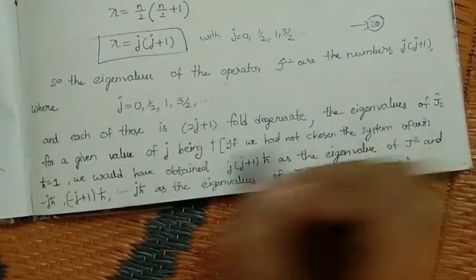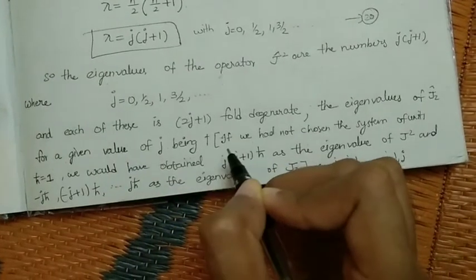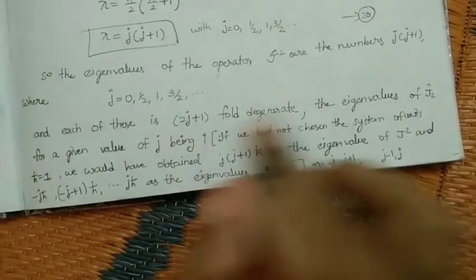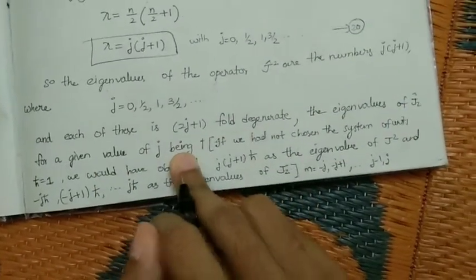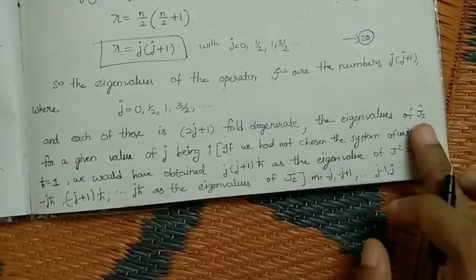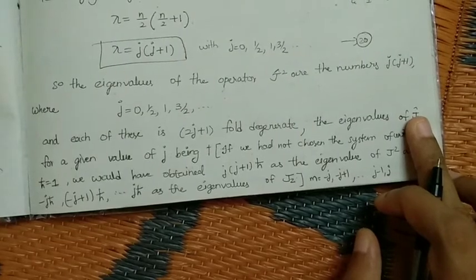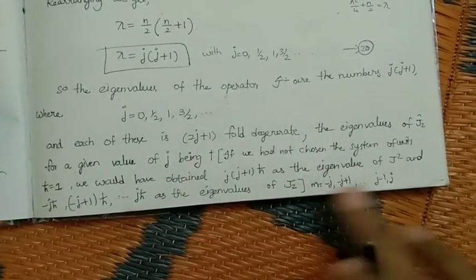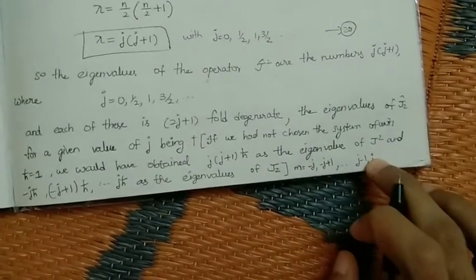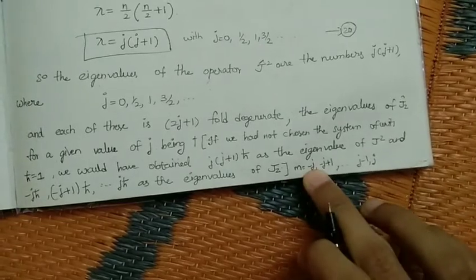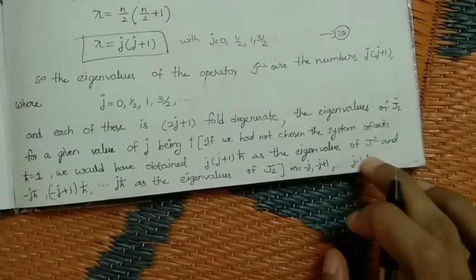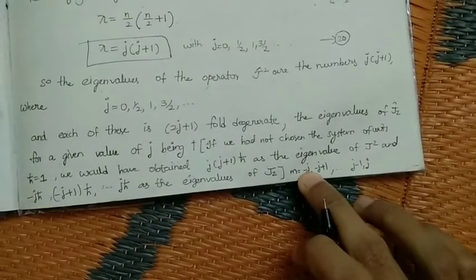The eigenvalues of jz for a given value of j are m h cut, that is m, for a given value of j. So those eigenvalues, that is the m values, range from minus j to plus j with a difference of 1. So minus j plus 1, minus j plus 2, and so on, up to j minus 1, j. So the maximum value is j and the minimum value is minus j.